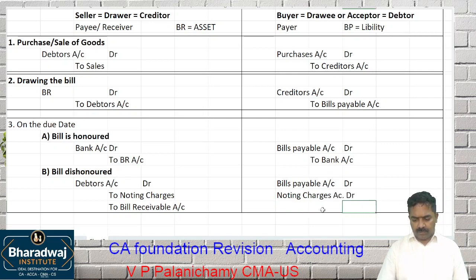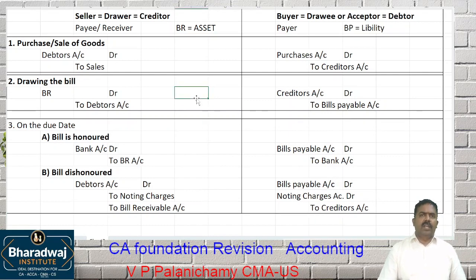To which account? These are the normal journal entries that we pass. And if you look at the definition now, it's an instrument in writing having a certain sum of money payable to a certain person or the order after a certain date. Everything will be certain. Uncertainty should not be there. Certainty means what? The amount payable should be certain.